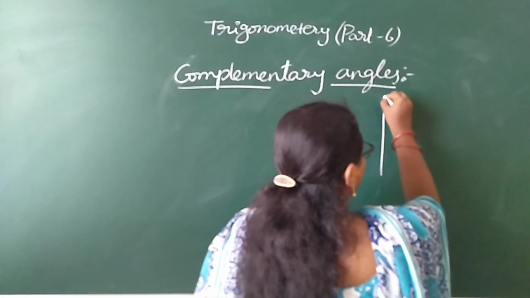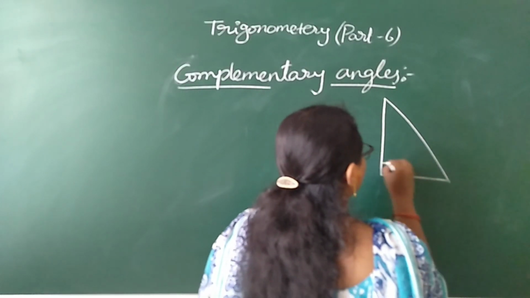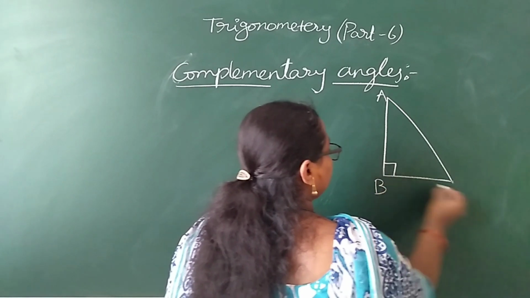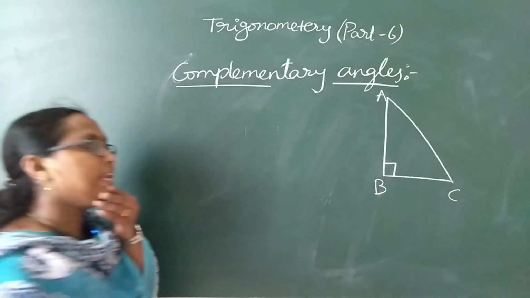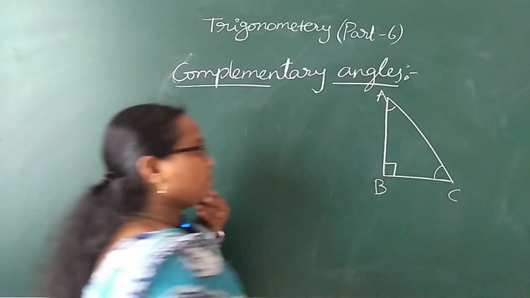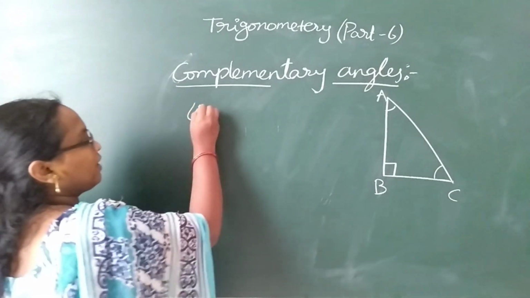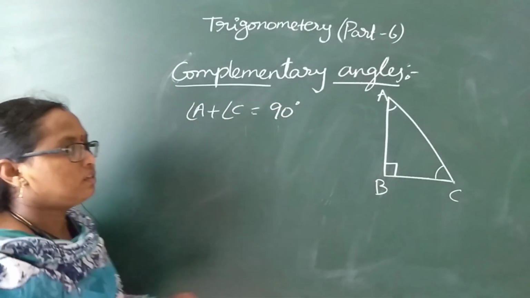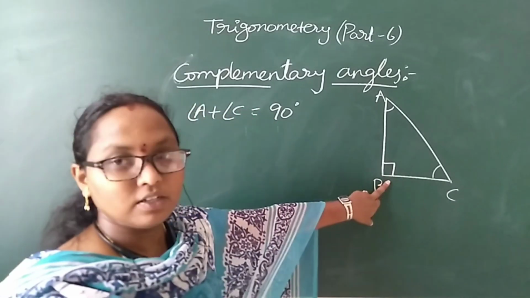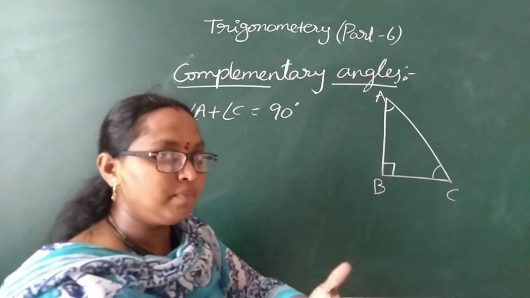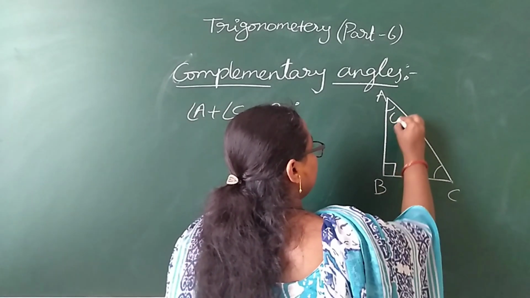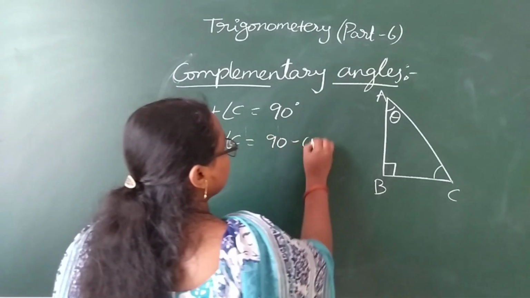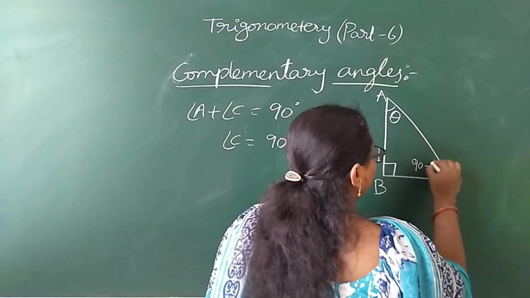Since we are discussing the right angle triangle, one angle is fixed, that is 90 degrees. If I take the triangle ABC, angle B is 90 degrees. Then how much will angle A and angle C be? From the sum of angles of a triangle, which is 180, one is fixed at 90, so the rest two will add up to 90 degrees. Angle A plus angle C is 90 degrees. Now suppose angle A is theta, then angle C will become 90 minus theta.